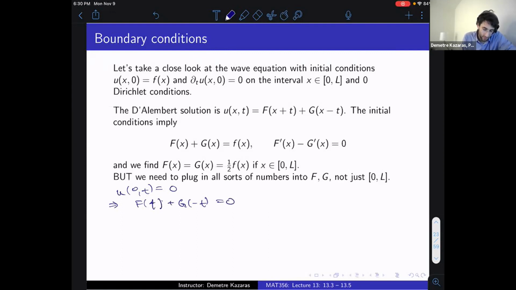Okay. And u at L, t needs to be 0. So f of L, okay, well, let's write it down. F of L plus t plus g of L minus t equals 0.